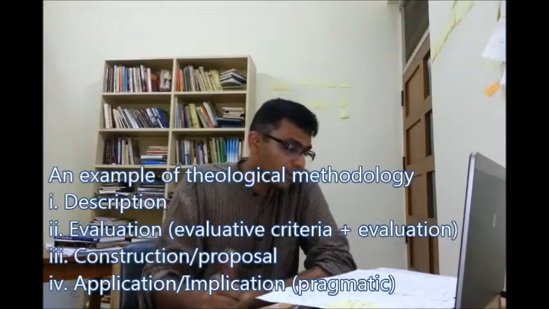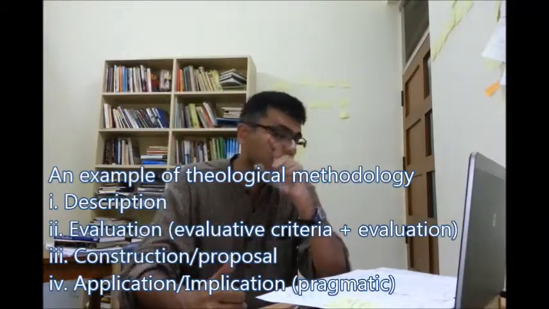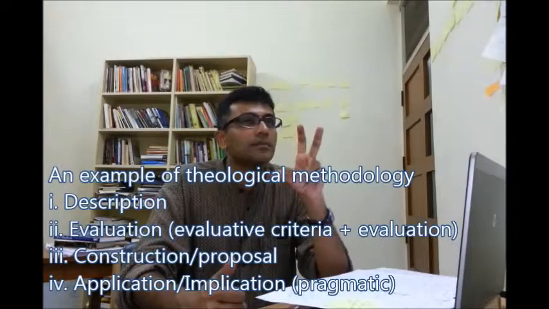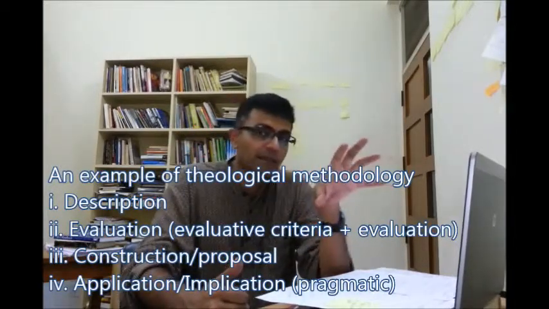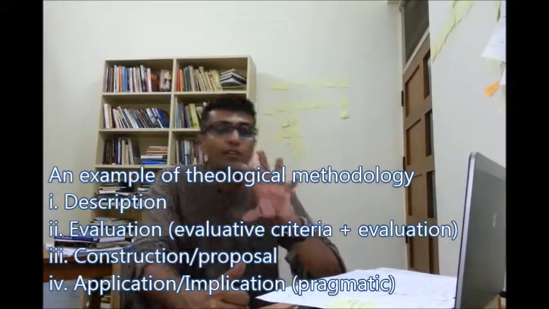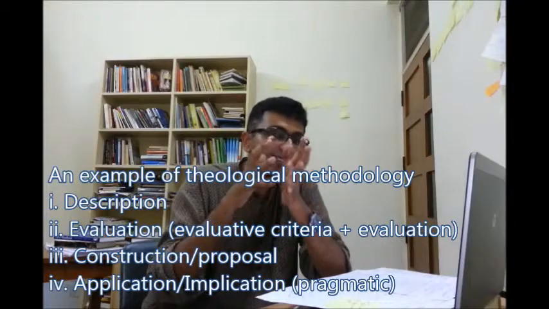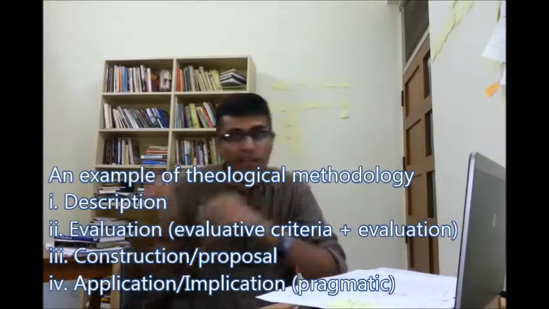And the alternative structure would be, I'll give you an example in theology. We first have the description. So let's say we're taking one scholar or one doctrine, we have the description. And then we have the evaluation of what we have just described. Now, the evaluation of what we have described has 2 parts. One is the evaluative criteria. On what basis are you evaluating? And then we have the evaluation.